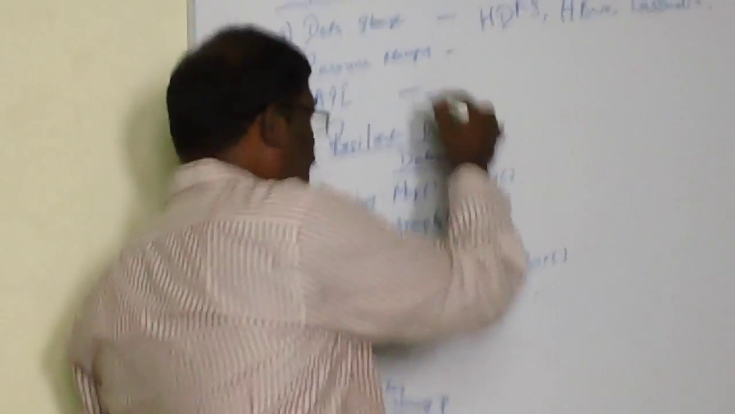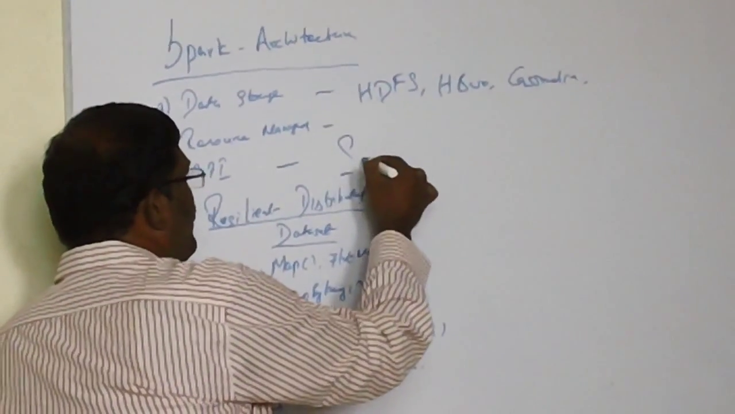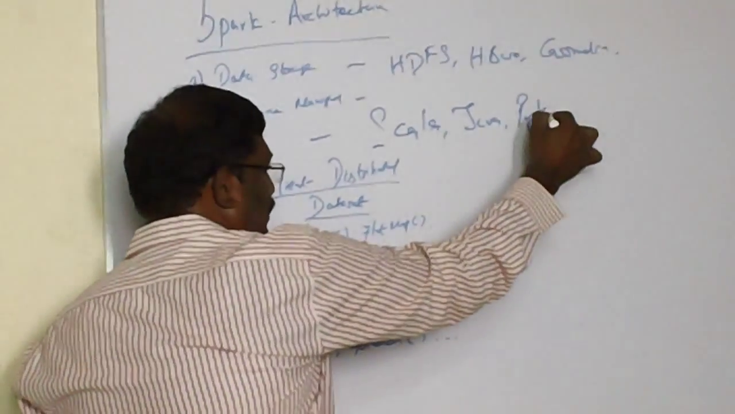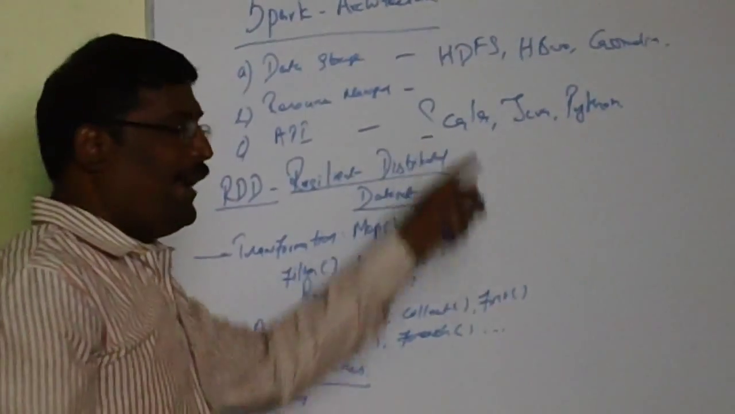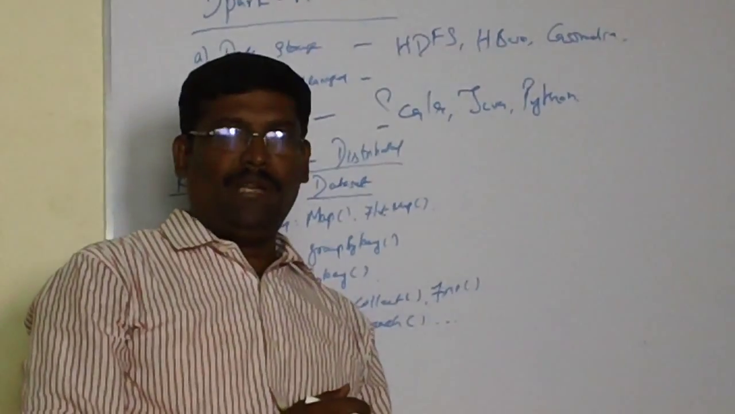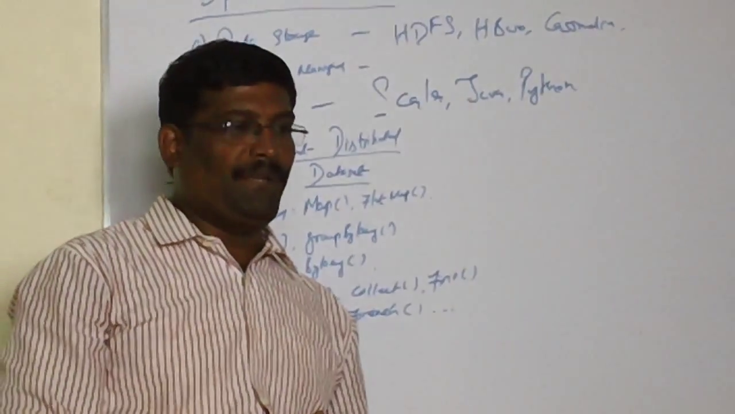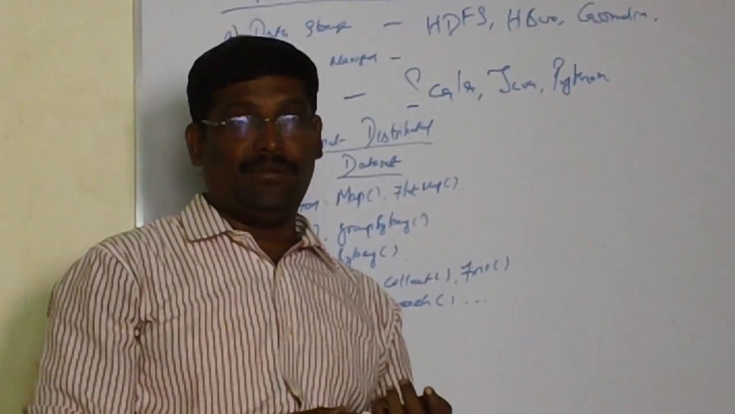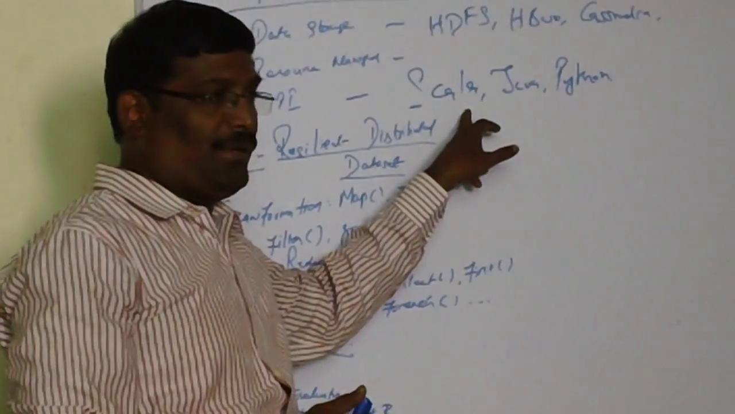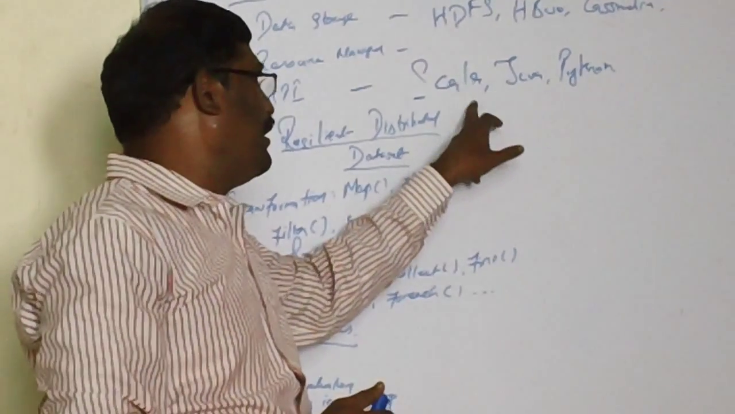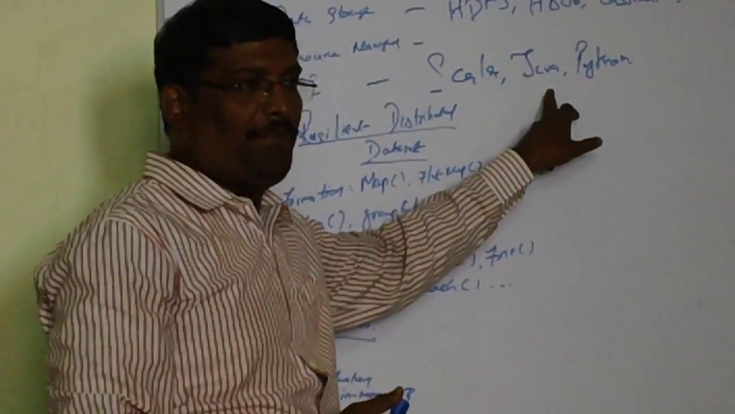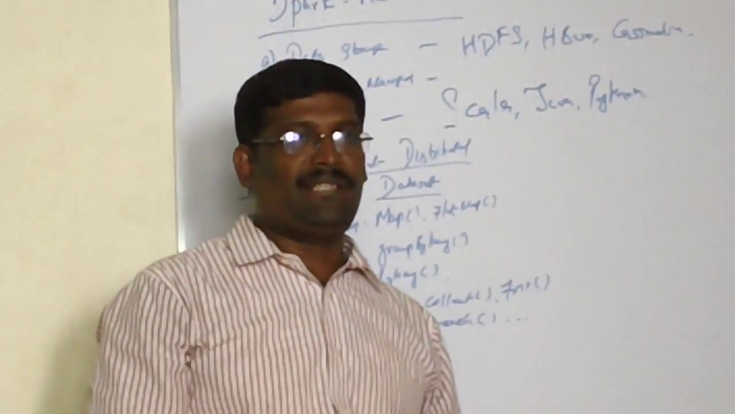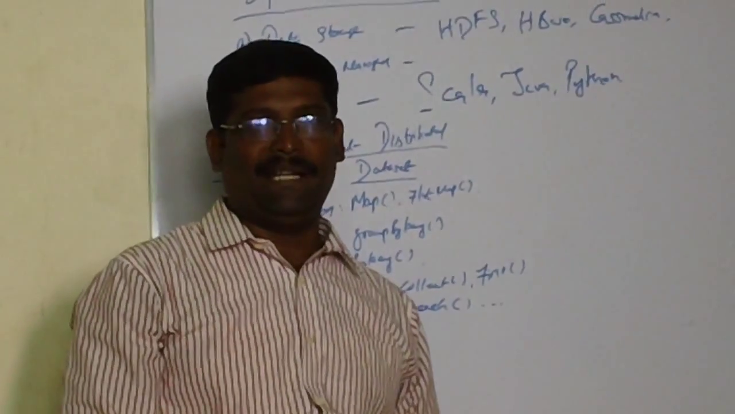And in case of API, it provides Scala, Java, and Python APIs. Actually, 75% of Apache Spark is developed with the Scala language. So a developer can use the Scala API to develop Spark applications, or the Java API to develop Java Spark applications. So Spark provides three APIs for developers to develop Spark applications.